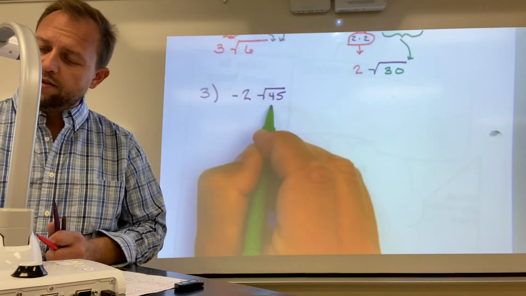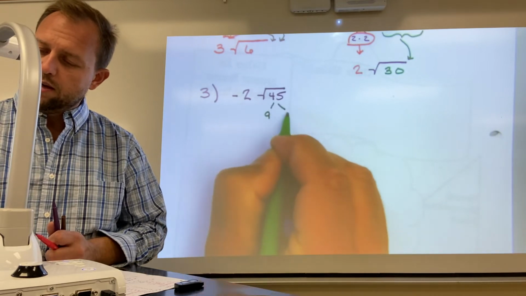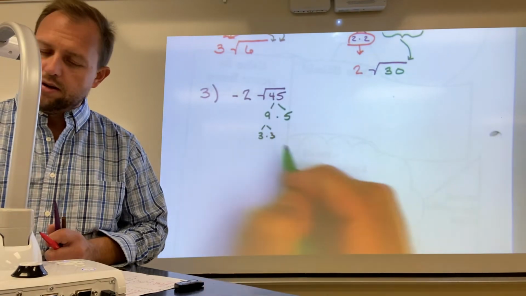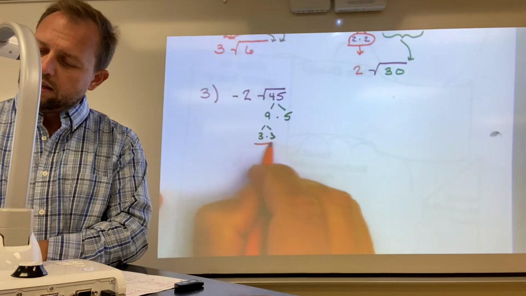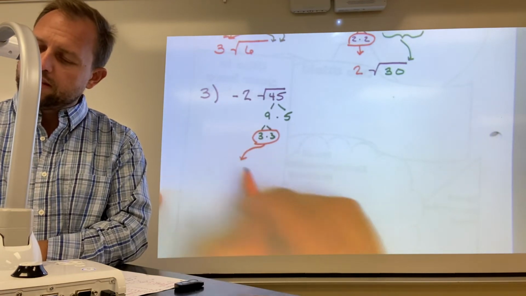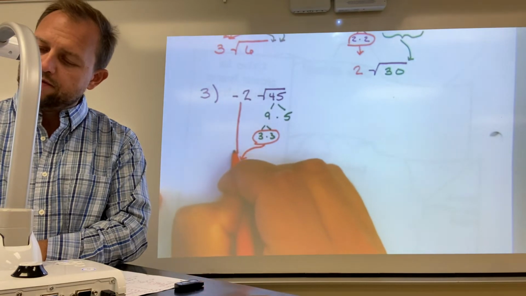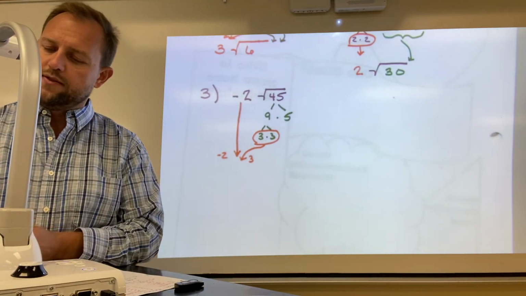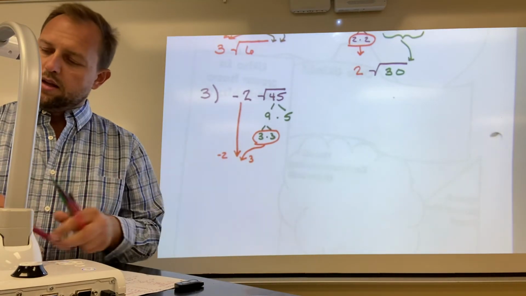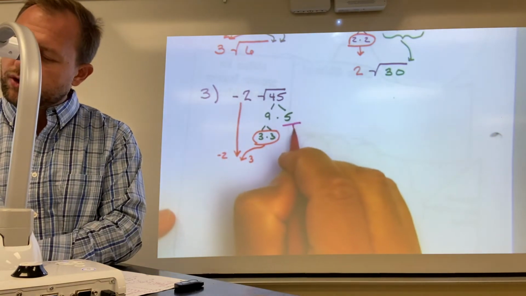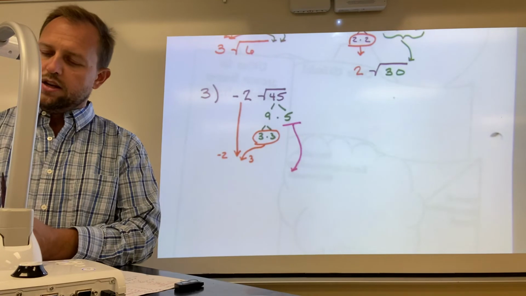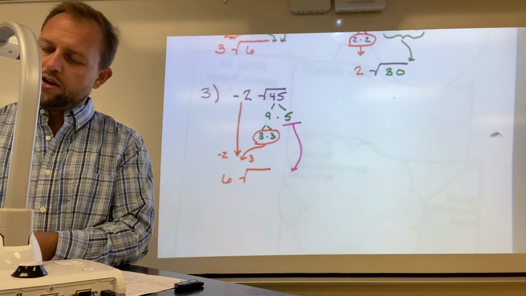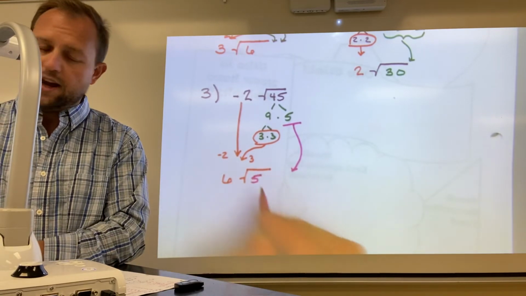So we got the 45. That's going to break into 9 and 5. And the 9 is a perfect square, 3 times 3. So we've got the 3's. One of them comes to the outside along with this negative 2. So we're going to have a negative 2 and a 3 being multiplied on the outside. The 5 is the only thing left for the inside. So negative 2 times 3, negative 6 on the outside, and under the radical, the 5.